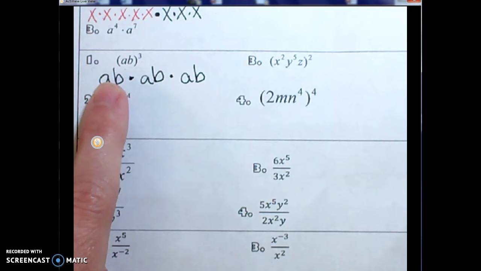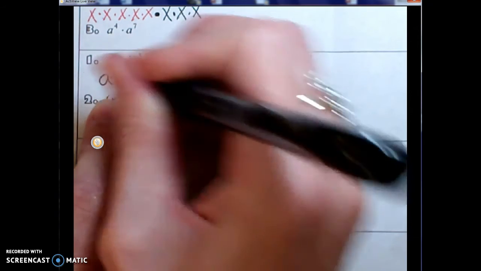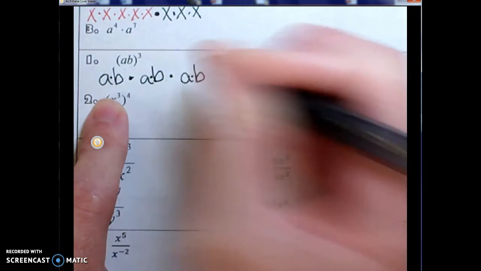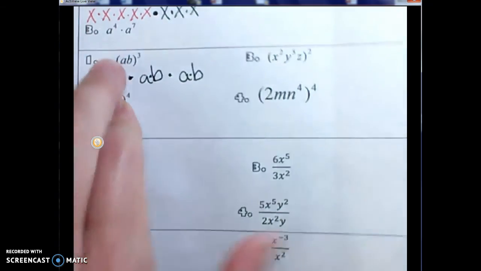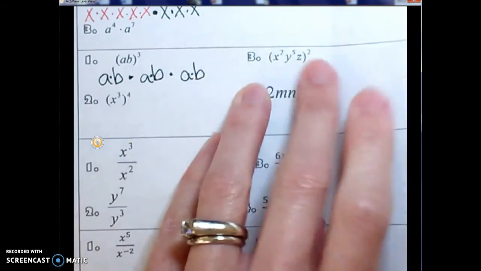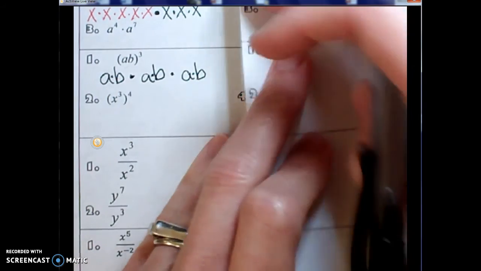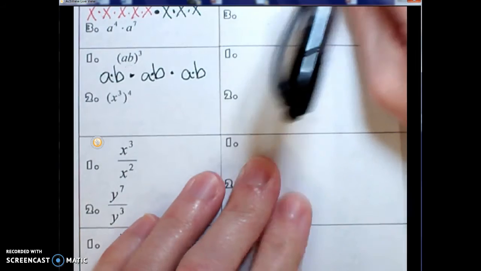Okay? How are the a and the b attached to each other? Multiplication. So I'm going to put those little dots in there as well. So everything in this problem is attached through multiplication. So if we want to simplify it, we're going to use our exponents to show that list. How many times is something multiplied by itself?